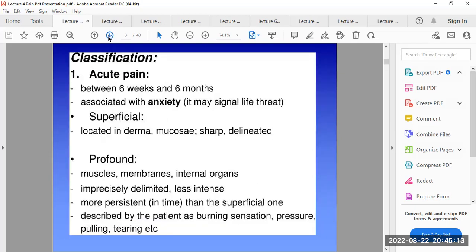Now, looking at the classification of pain, there are two aspects we can use: acute pain and chronic pain. Acute pain is between about 6 weeks and 6 months in its lifespan and is associated with anxiety, a signal of life threat. It is also profound, felt in muscle, membrane and internal organs, and can be intense or less intense. The patient describes a burning sensation, pressure, pulling or tearing. It depends on the type of injury or the tissue involved.